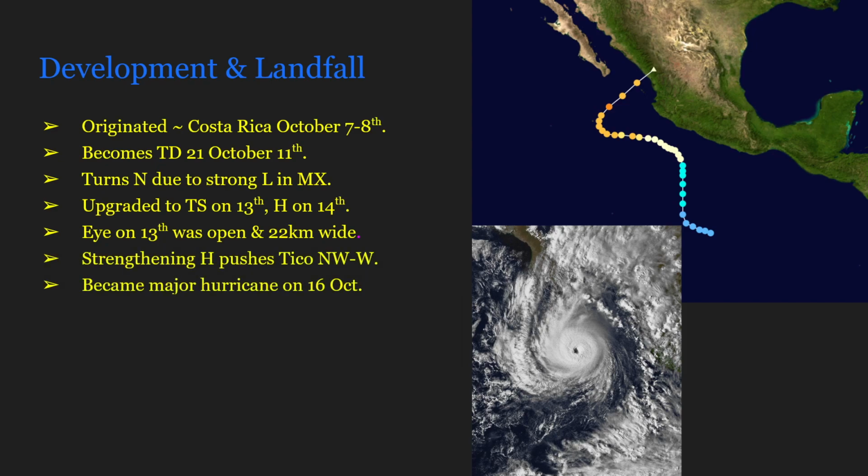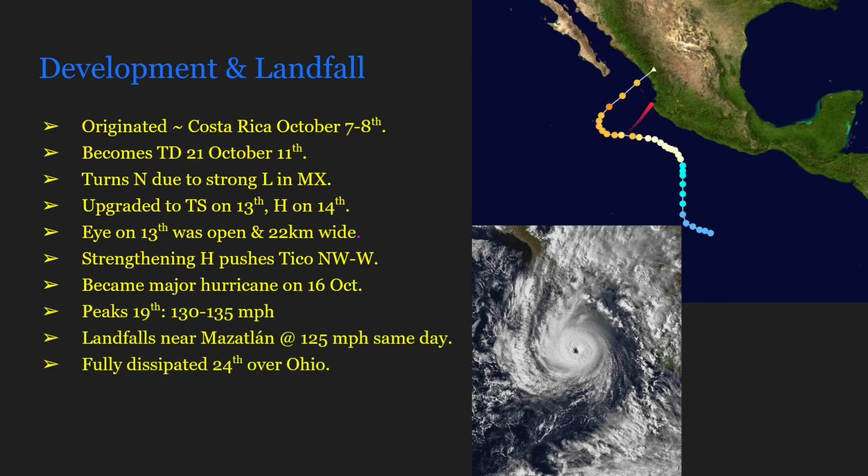So moving onwards, a strengthening high pressure replaced the low pressure that was in Mexico. So a high pressure now in Mexico at this point is strengthening and pushes Tico out to sea to the northwest and then west. Tico becomes a major hurricane on the 16th of October, peaking the 19th at wind speeds of 130 to 135 miles per hour. It made landfall near Mazatlan at 125 miles per hour the same day, and according to this track here, dissipated on that day too, which is not entirely correct.